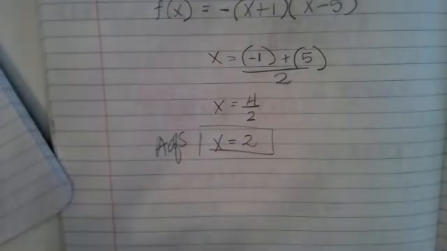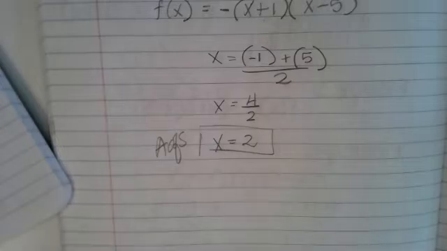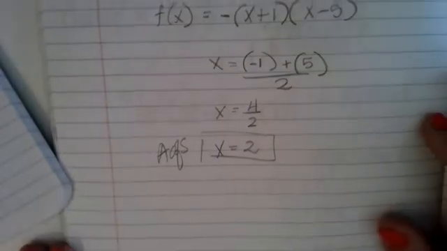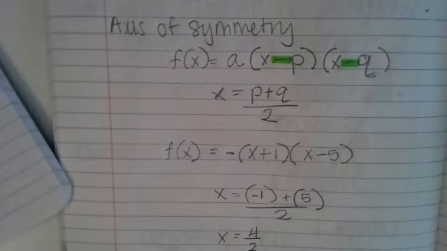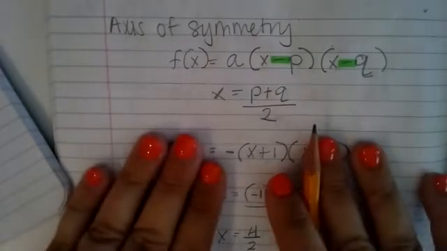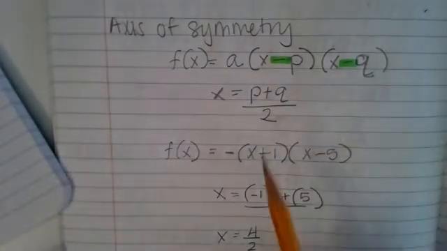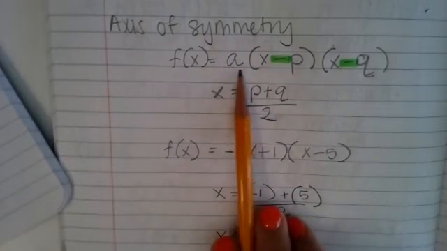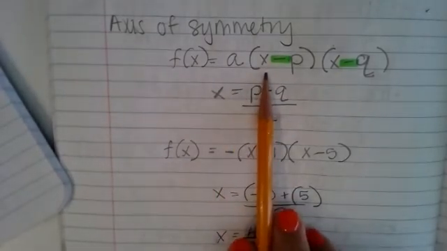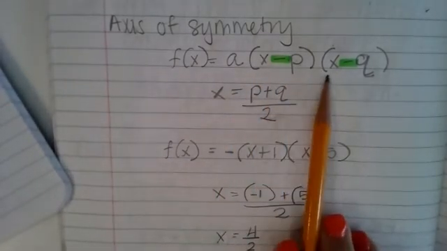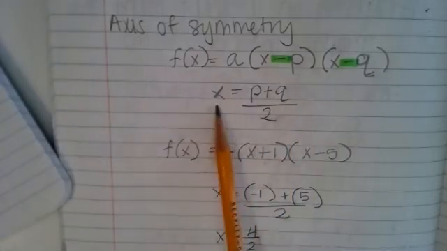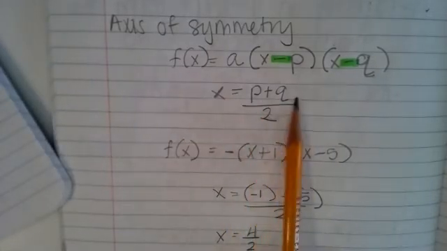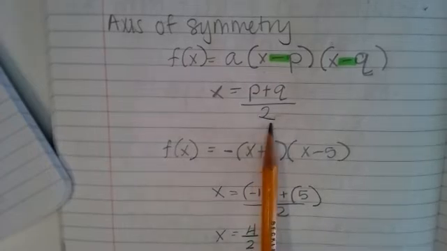So again, the axis of symmetry formula is going to be different if I am in factored form. In standard form, we use negative b over 2a. Again, this here is factored form: a times the quantity of x minus p times the quantity of x minus q. The formula then is x equals p plus q over 2.